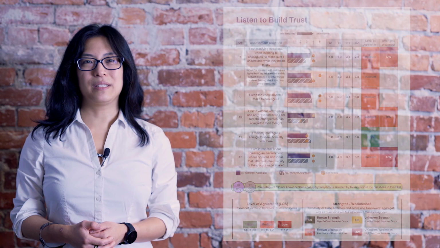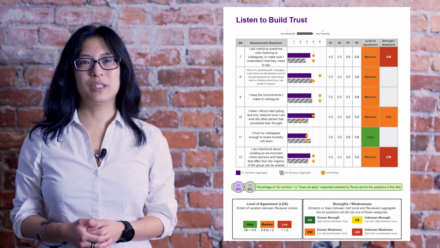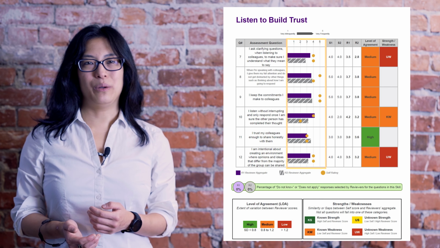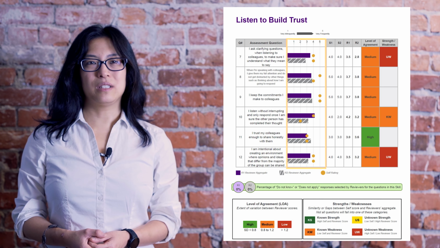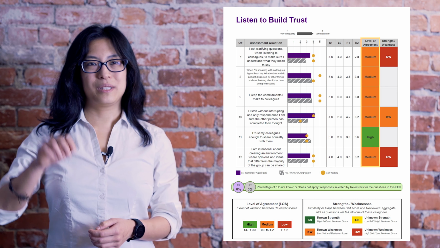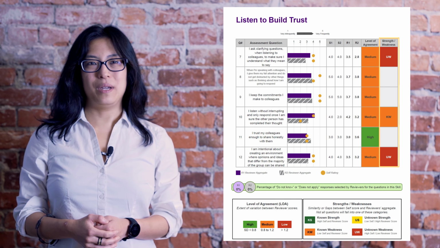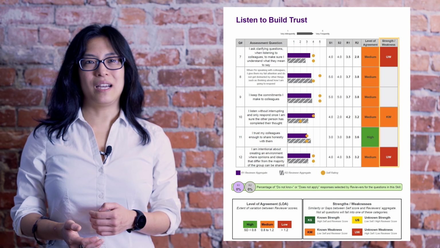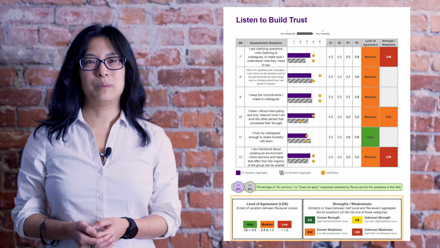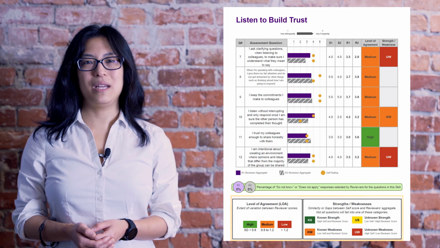The second page displays a table with more detailed information about responses to the questions that map onto each skill. Your response, the yellow dot, is overlaid with the average response of your reviewers, the purple and/or gray bars. You will see 2 columns, level of agreement and strengths/weaknesses, which will give you added insight into the nature of your reviewers' responses. The legend at the bottom of the page provides a quick summary of what each column means.